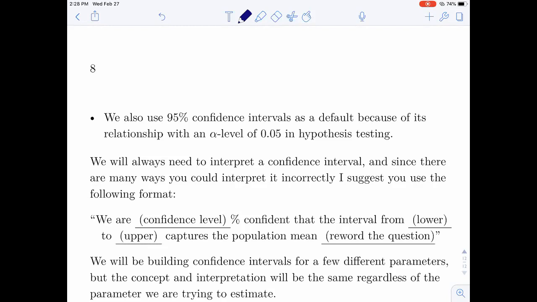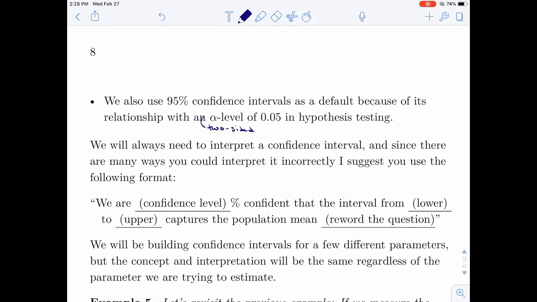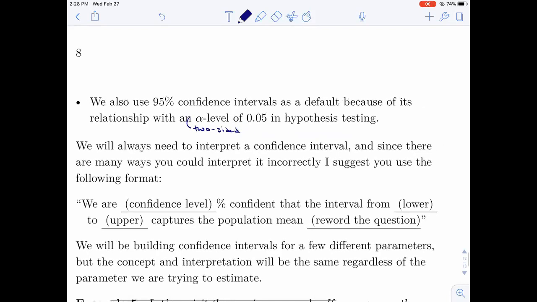And what I want to add here with a two-sided alpha level of 0.05, I'll show you what I mean. And you'll need this for the assignment for 2B. Yeah, for question 2B, you'll need that. So listen up.